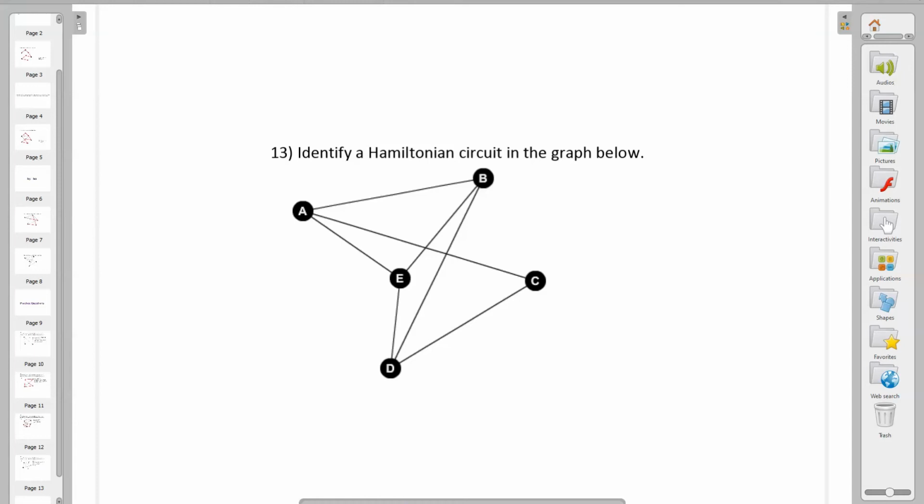There's also no good way of determining whether a Hamiltonian path exists or not, and therefore no good way of determining whether there's a Hamiltonian circuit. So it's basically a trial and error process.